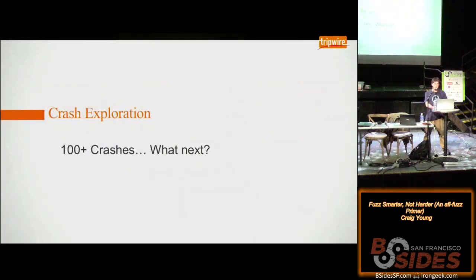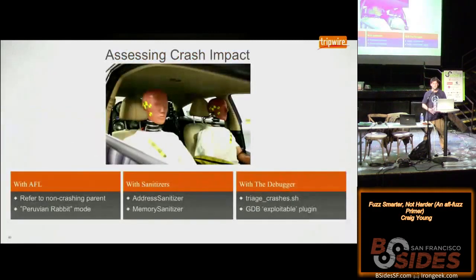So you've been doing your fuzzing, and oftentimes, especially if you're fuzzing a target that hasn't been well fuzzed in the past, you'll get hundreds or thousands of crashes. This is a big thing that you need to go through. You need to be able to assess the impact of all of these crashes. So how do we do this? One option is to use AFL. There are some tools in there. There's also the ability to have a faulting and non-faulting test case to compare against. You can use sanitizers, like address sanitizer or memory sanitizer, or Valgrind for that matter. You can use the debugger, so dumping out registers and such.